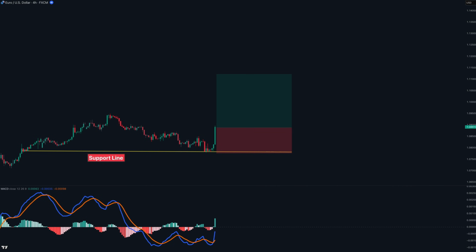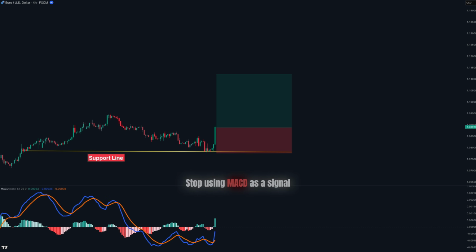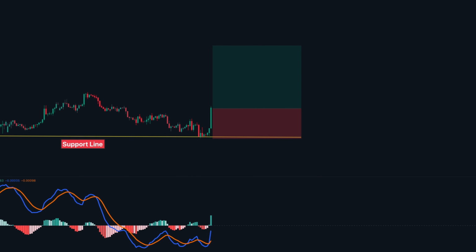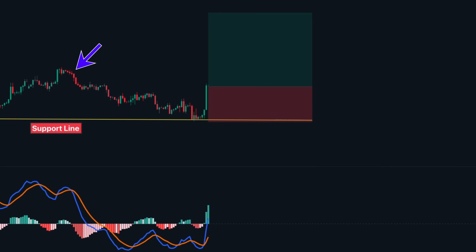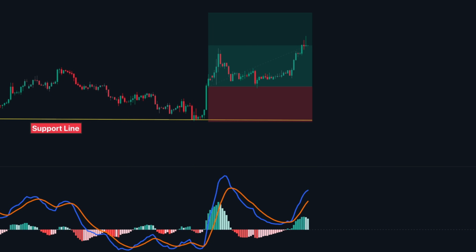Alright, thing number 3. How to use MACD the right way so you stop getting trapped. The answer is simple. Stop using MACD as a signal. Start using it as a confirmation tool. Here's the framework. Let price show you the move first. Then check if MACD is supporting that move. If it is, that's your confirmation. If it's not, skip the trade.